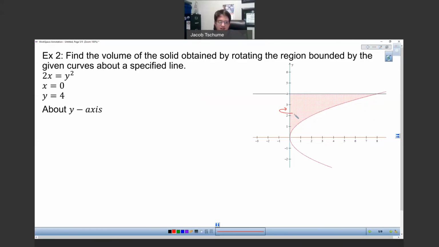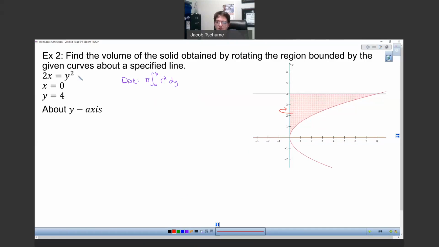Once again, you can tell between the red shaded region and the line that we're rotating, there's not a gap. So once again, we are going to set up the disk method, which is pi times the integral from a to b of your radius function, but we're going to do this in terms of y because we're going around the y-axis.